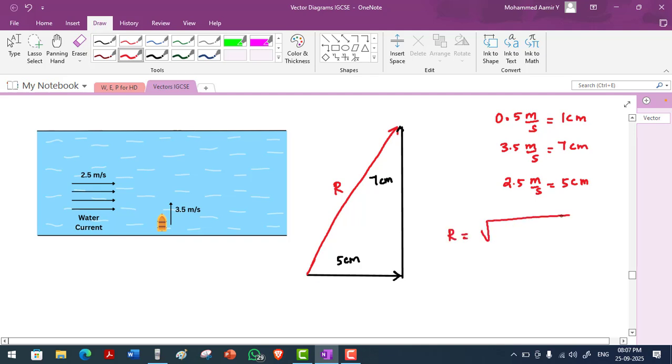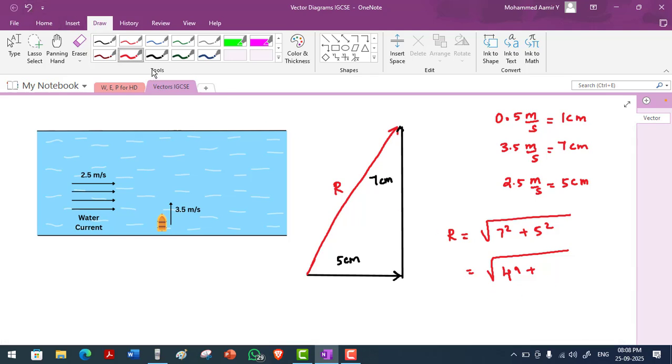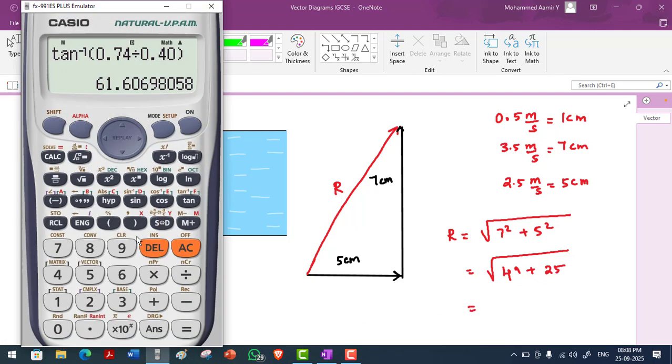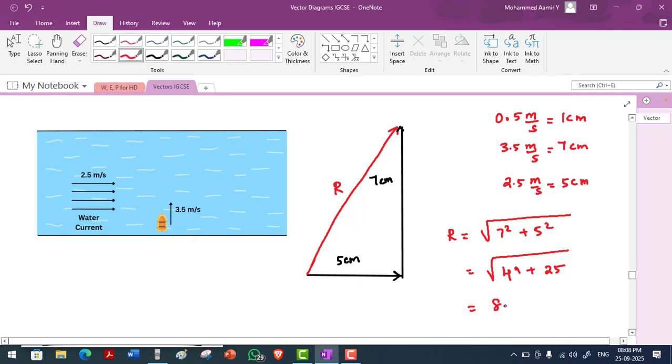So r will be equal to root of 7 square plus 5 square. 7 square will be 49 and 5 square will be 25. So if I take root of 49 plus 25, I am getting 8.6 centimeters.